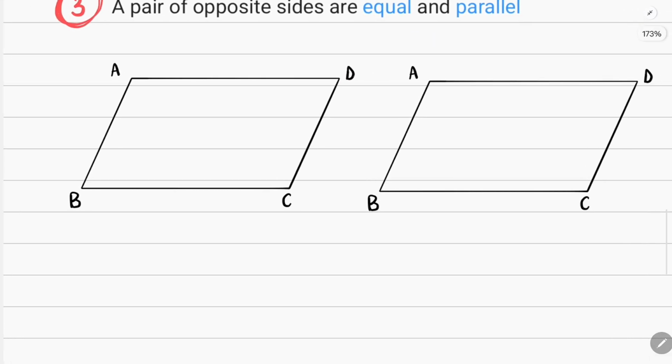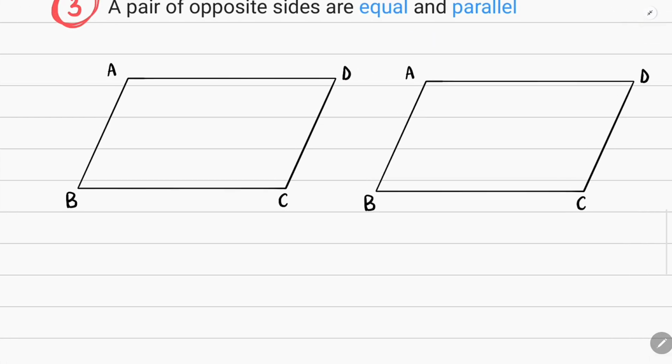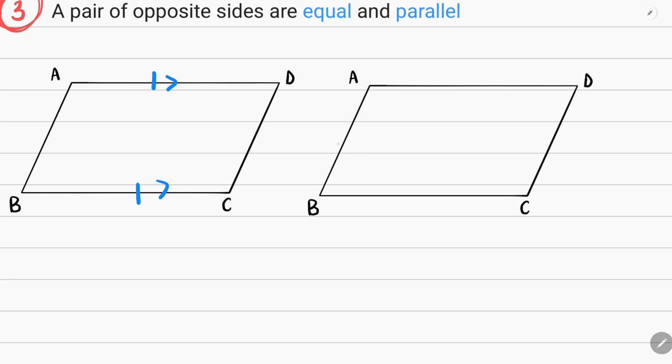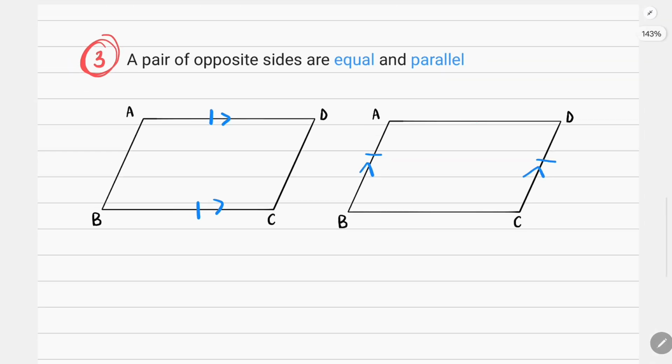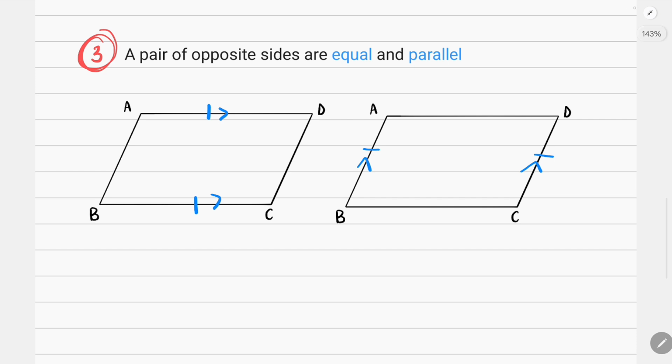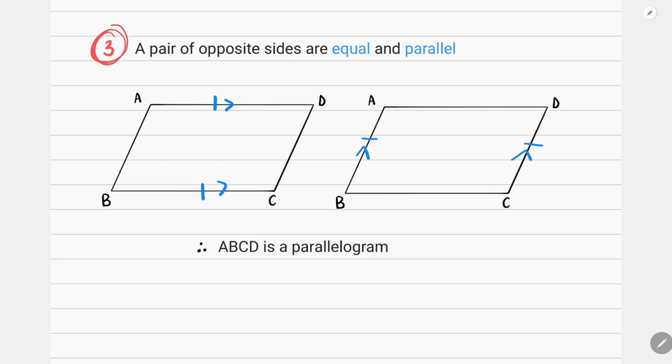Okay, so just pick one pair of opposite sides. We could take AD and BC, and if we are given or we are able to prove that AD is both equal to BC and parallel to BC, then this is a parallelogram. We could also prove that AB is both equal and parallel to DC, and then this shape is a parallelogram. So in this case, ABCD would also be a parallelogram because we had a pair of opposite sides being both parallel and equal.